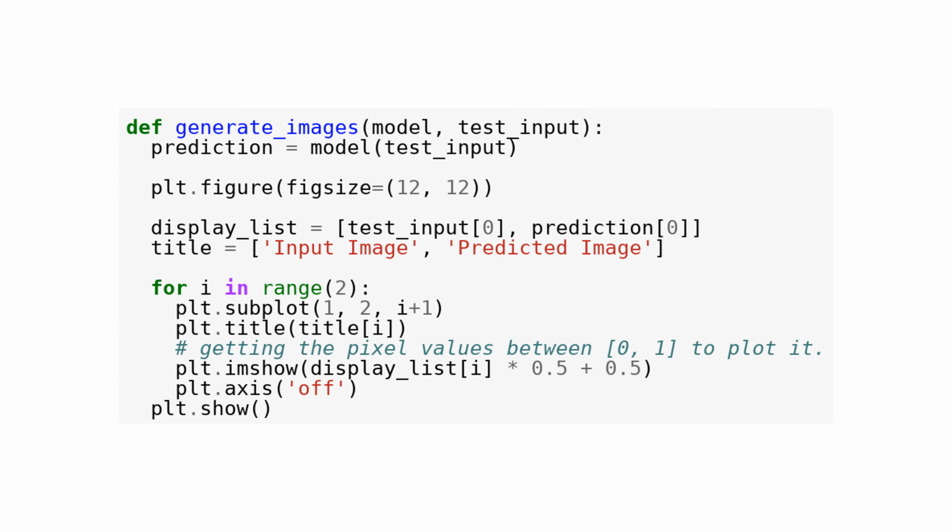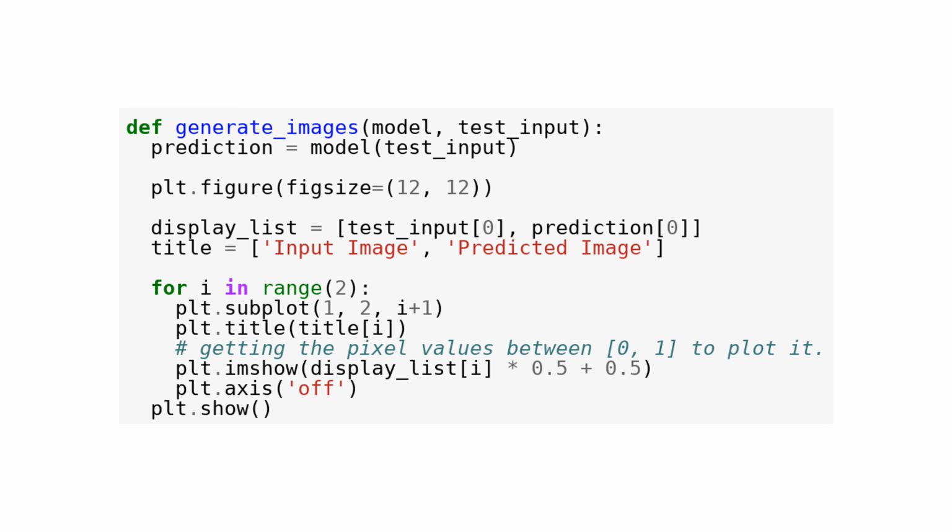This code defines a function called generate_images that takes a trained model and a test input as its parameters. Inside the function, the model is used to generate a prediction based on the test input. Then, a new figure is created with a size of 12 by 12 inches to display the images clearly. Next, it prepares a list called display_list that contains the original test input image and the predicted image produced by the model. Correspondingly, it sets up a list of titles for these images, input image and predicted image.